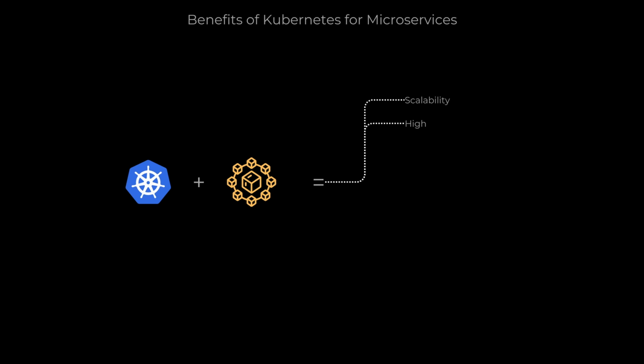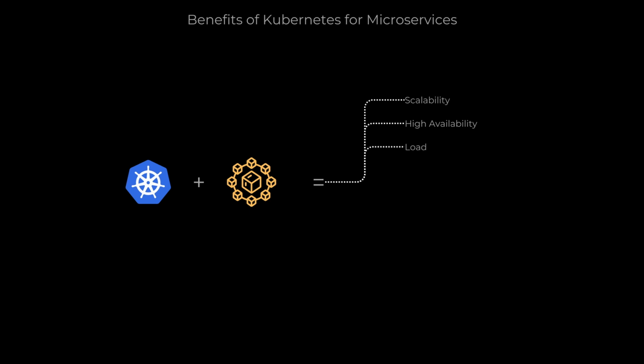High availability. Kubernetes also provides high availability for microservices. By distributing your microservices across multiple worker nodes, Kubernetes ensures that even if one node fails, your microservices remain accessible and the overall system continues to function. This fault-tolerant approach helps minimize downtime and ensures a reliable experience for your users.